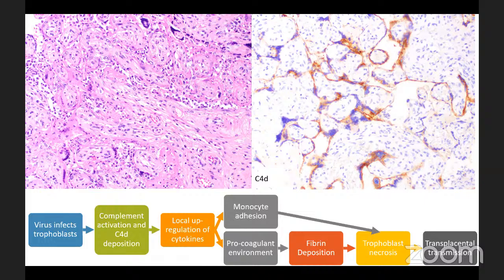And ultimately, we think the last step in destruction right before transmission from mom to baby is trophoblast necrosis, which is probably a result of both monocyte adhesion and fibrin deposition, basically as the villi start to die off because they're being choked out of their oxygen and nutrient supply. And ultimately, again, these features come together to cause destruction and ultimate entry of the virus from mom's blood into fetal blood circulation and thus transplacental transmission.